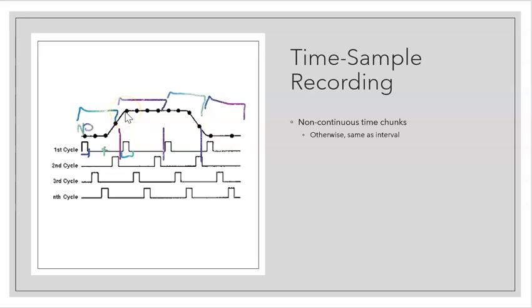Okay, so that's a pro and con to interval recording versus time sample recording. With interval recording, you don't have a chance to miss a behavior, but it's a lot more of a time commitment. Whereas with time sample recording, you don't have to be there the whole time. It takes a lot less effort, but you might miss the behavior. Okay.